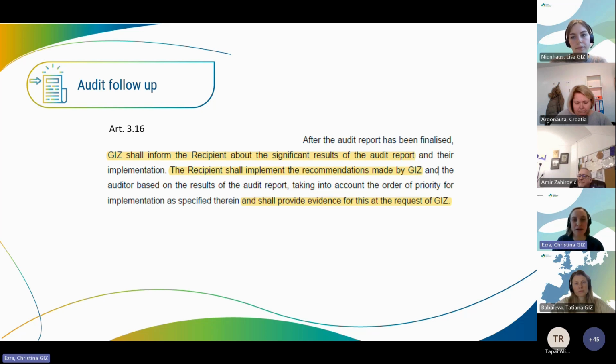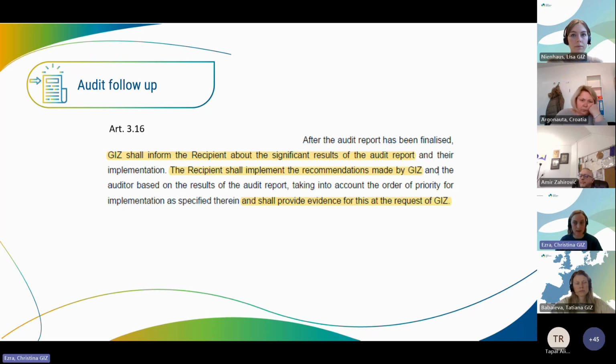Next up is audit follow-up. So speaking of audit, you can always be selected for an audit at any time. When you are subjected to an audit, we will follow up with you after the audit, where we will discuss with you the auditor's recommendations. It is mandatory that the recommendations will be implemented into your project immediately, and proof of the implementation needs to be provided upon request.